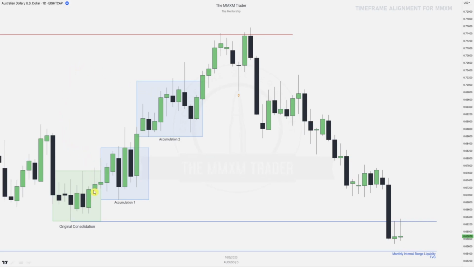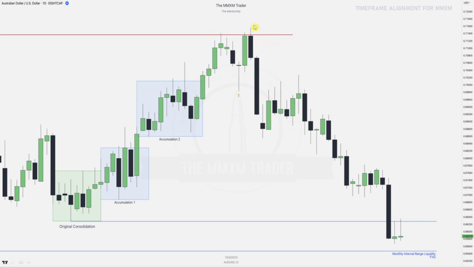On a daily time frame, we can see this original consolidation starting down here. Sell stops below it, obviously, right? Market expands higher, forming accumulation phase number 1, expanding higher again, accumulation phase number 2, and then eventually we keep going until we hit that premium level, right? So over here, that monthly external range liquidity, right?